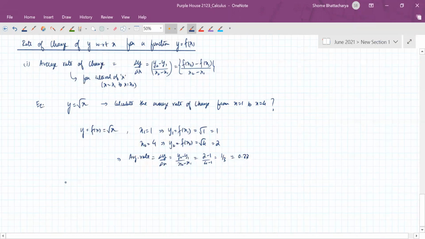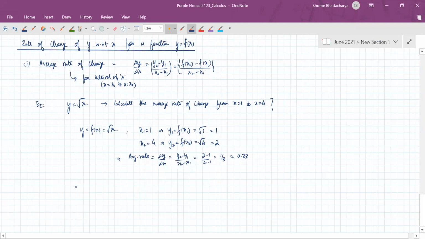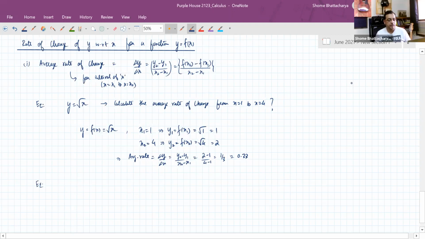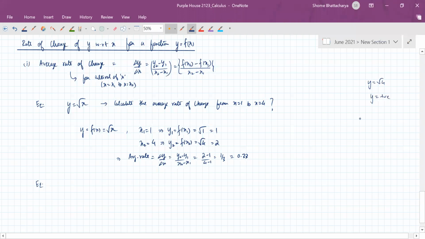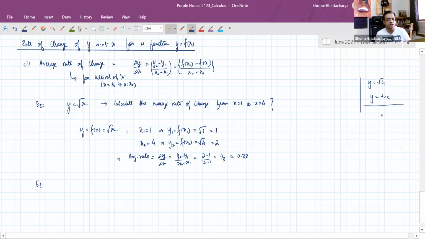Sir, but why can't we take root 4 as plus minus 2? Because it is not, beta. Okay, that is the mathematical definition. If I write, okay, y is equal to square root of 4, okay, it means that y is a positive number. Okay, y is positive. Okay, the case where it can be plus minus is that different.